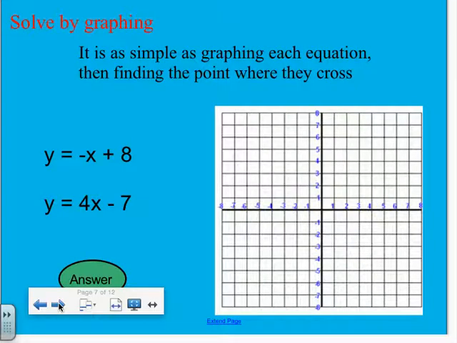So we're going to flip over to the back. We're going to solve systems by graphing. Solving systems by graphing is as simple as graphing each equation, then finding the points where they cross. So I'm going to try this. Who knows if I'll make a mistake.